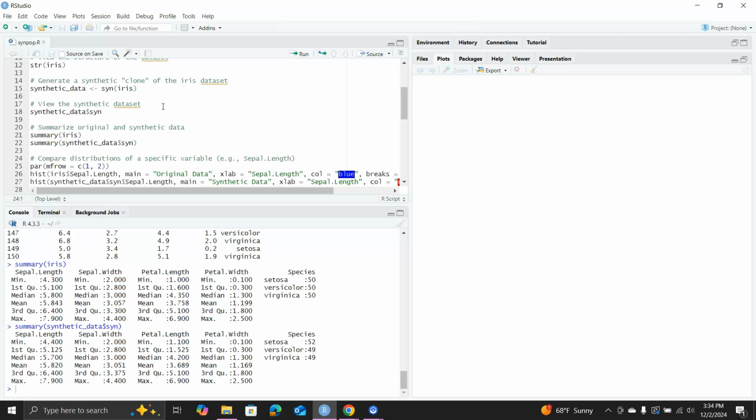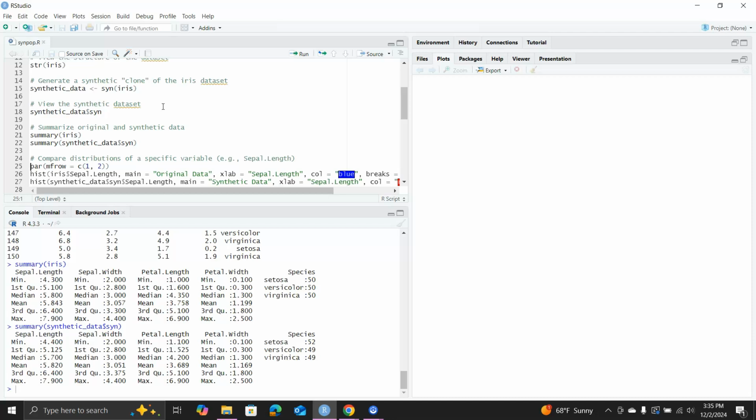For example, for Sepal.Length, the minimum of the original dataset is 4.3. In the synthetic dataset it's 4.4. And then the next one is the first quartile, 5.1 in the original dataset. In the synthetic dataset, it's 5.125, etc. So they're not very different. There's a little bit of variation, but not very different.